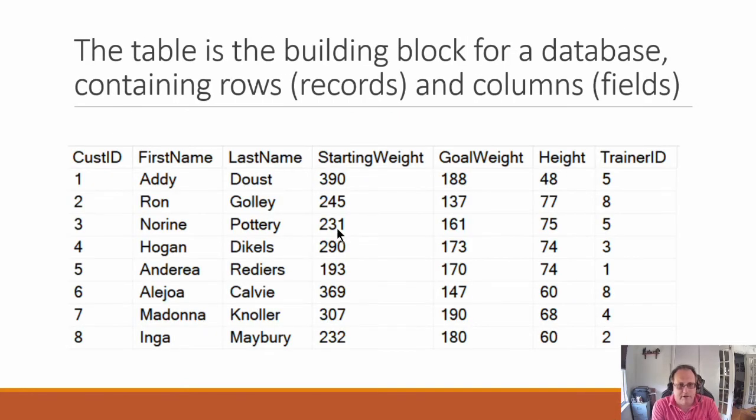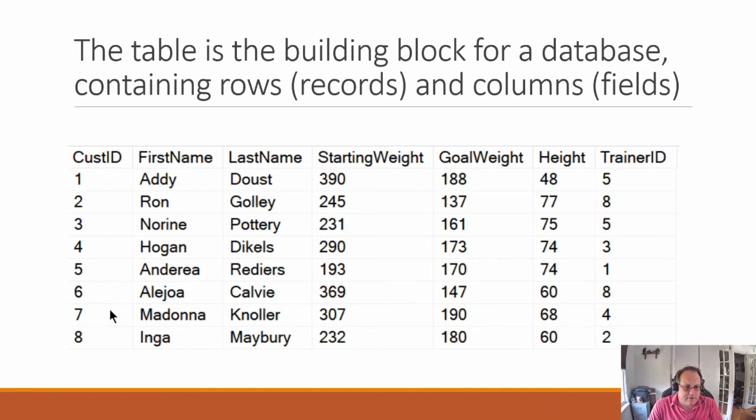All right, so what we've got here is an example of a table. A table is a building block for a database. It's going to have rows and fields. Now, rows are these guys: Andy Dowse, Ron Golly, Noreen Pottery, etc. Fields are the columns. Depending on what database books you're reading, you might hear records called tuples and fields called attributes. They're all the same thing. It all depends on how mathy the book is.